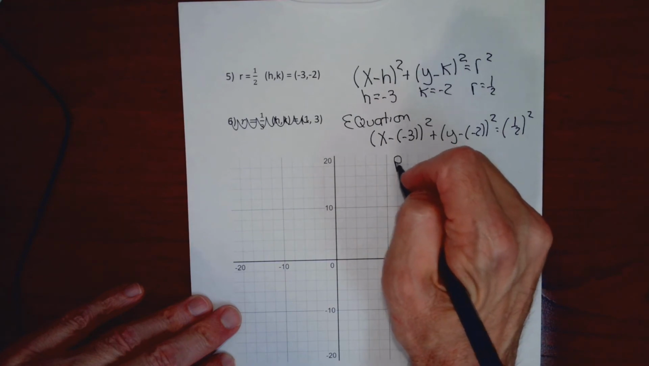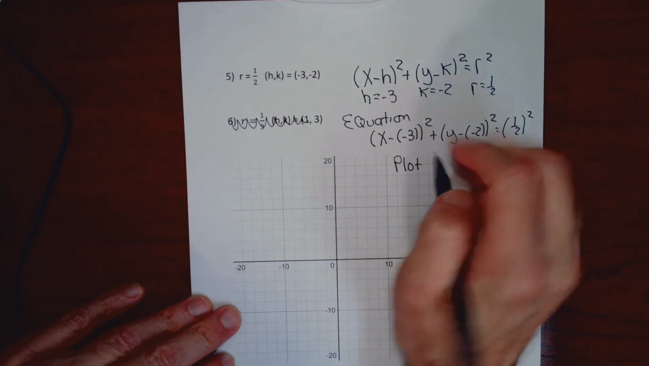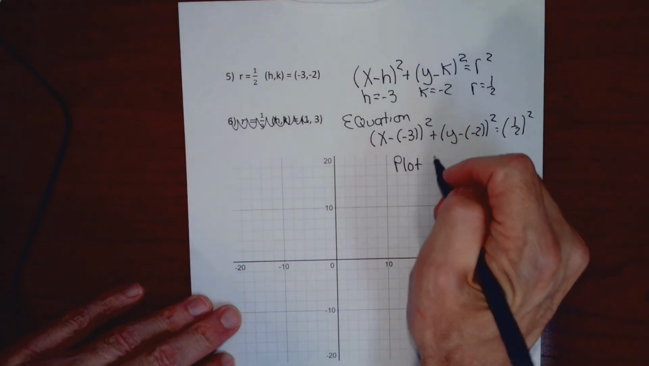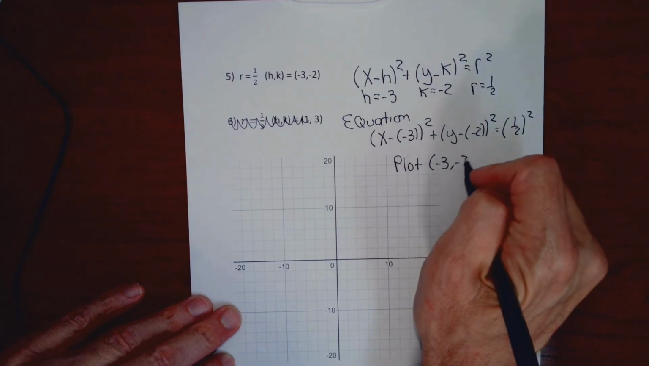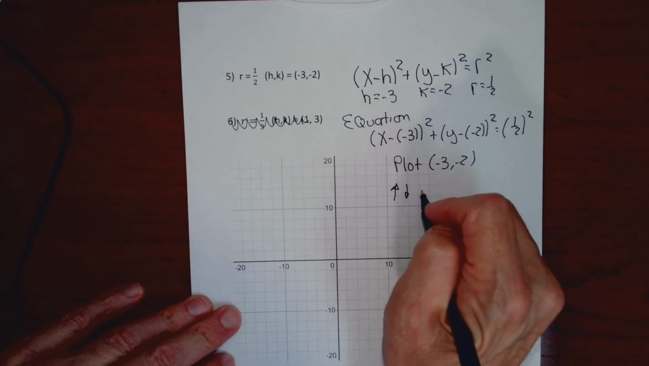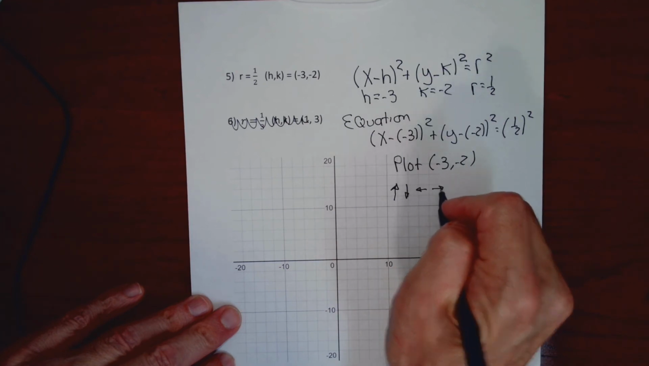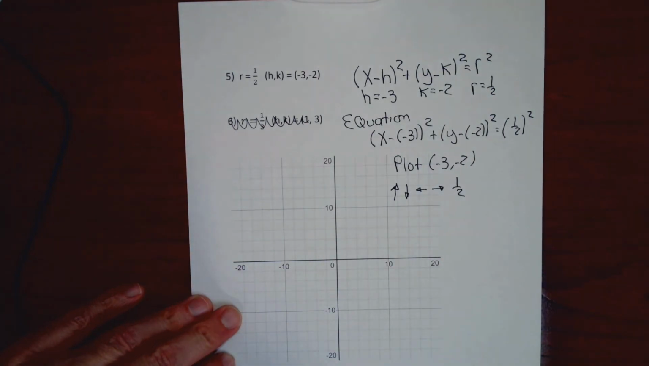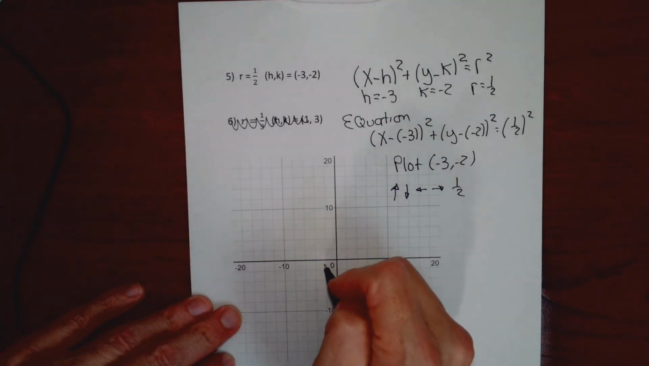What do I need to do? I need to plot the center. The center is negative 3, negative 2. And this is just dumb. I need to go up, down, left, and right 1/2 and draw my circle. And that's just silly. So let me figure this out.